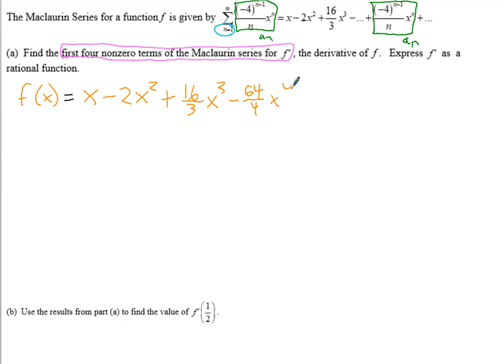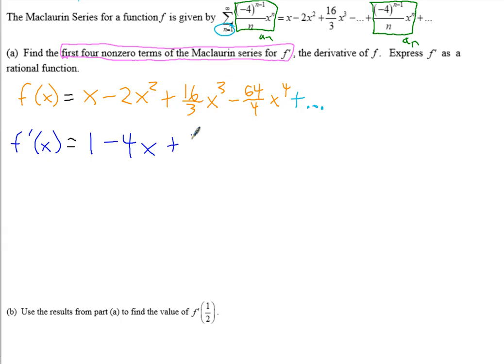And now we can take the derivative to find its first four terms. And then to show that it keeps on going, plus dot, dot, dot. It doesn't ask us for the general term on this one. So when we take the derivative of x, that's 1. Derivative of negative 2x squared, using the power rule, is negative 4x. Derivative of 16 over 3 x cubed, bring down the 3, the 3's cancel out, we get 16x squared.